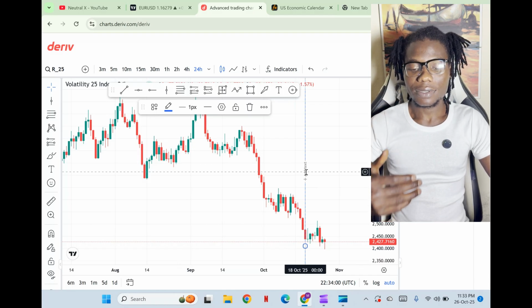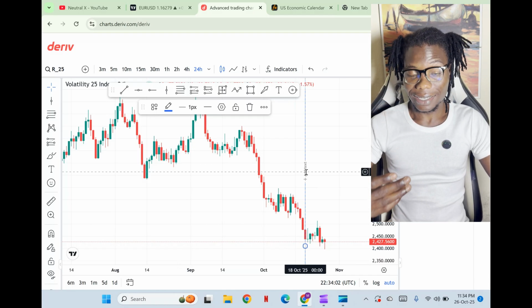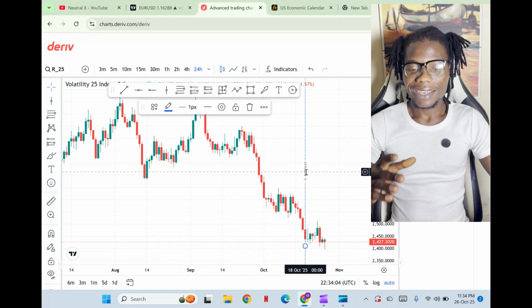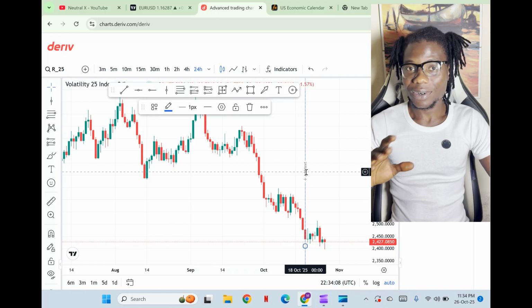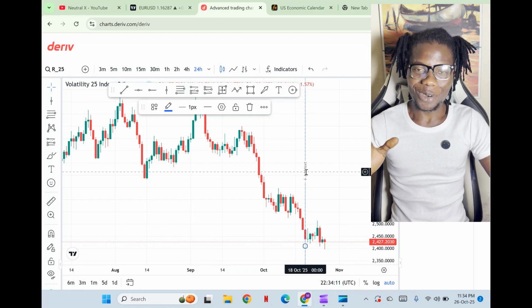Today I'll be talking about the line chart. Yes, the line chart. And I see people usually take this line chart for granted. This is a very powerful tool.